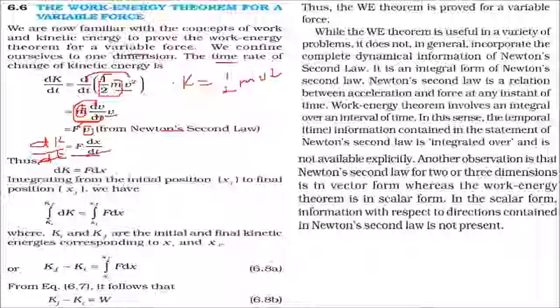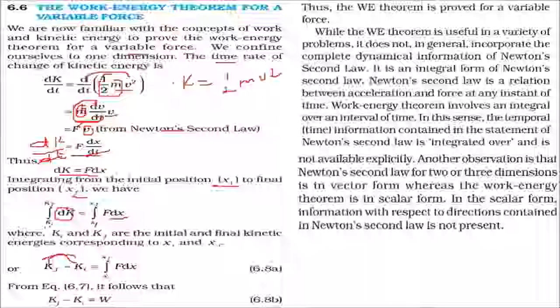Cancel this dt and dt, you get dK equal to F dx. Now integrate this from initial position to final position, Ki to Kf and xi to xf, on both sides. So you get dK means Kf minus Ki, this is the definite integral, and F dx gives you the integral from xi to xf.